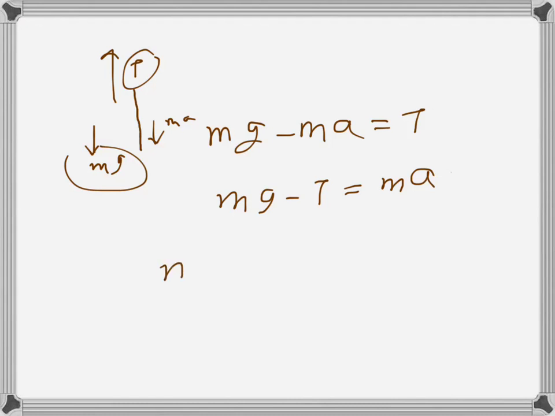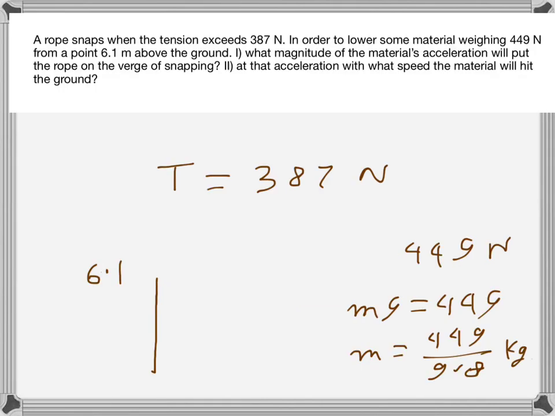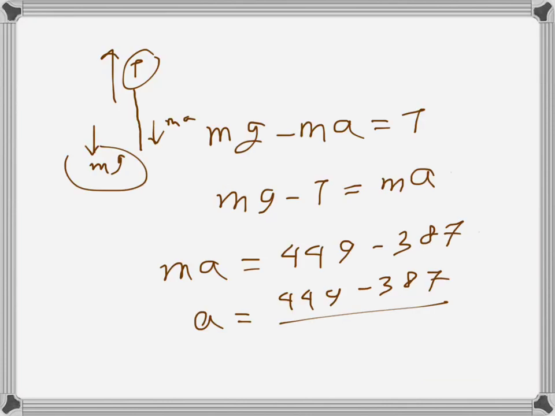So mg is 449 minus 387. From that we can find a. So 449 minus 387 divided by m, which is, I didn't calculate, it will become approximately 45.8. And from here the acceleration is 1.35 something meter per second, so we can say meter per second square.